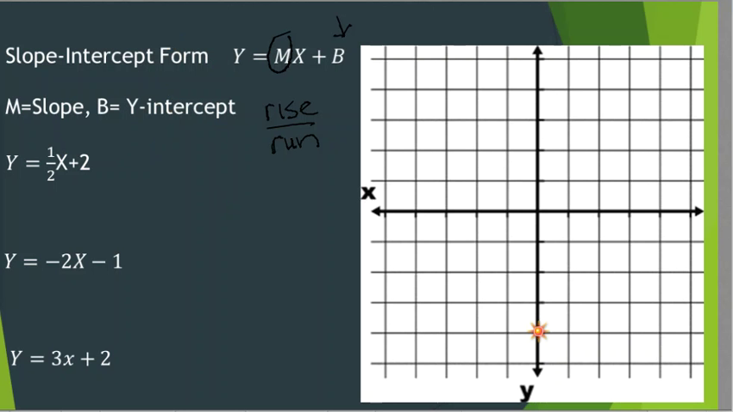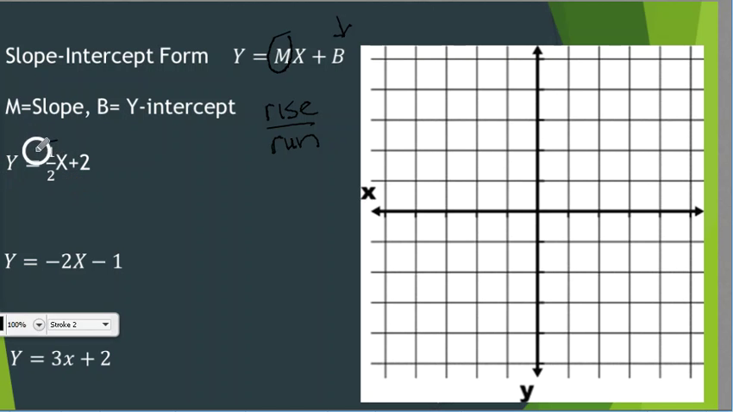So here I have given you three different equations. y equals 1/2 times x plus 2, y equals negative 2x minus 1, and y equals 3 times x plus 2. Let's go ahead and identify the slope and the y-intercept for each of these equations. Each of these equations is already in slope-intercept form. You can see for this one, the y is on the left side of the equation equal to the x term plus the term that is just a constant.